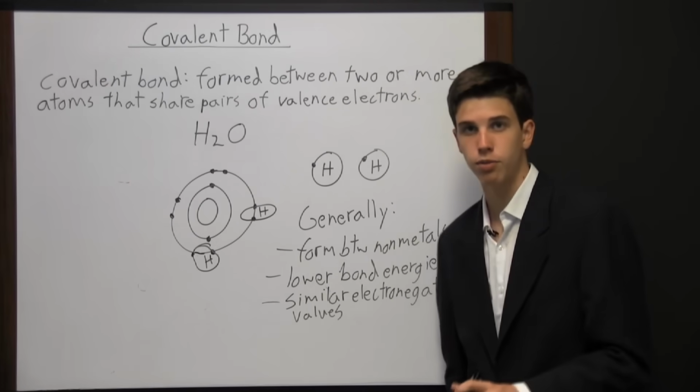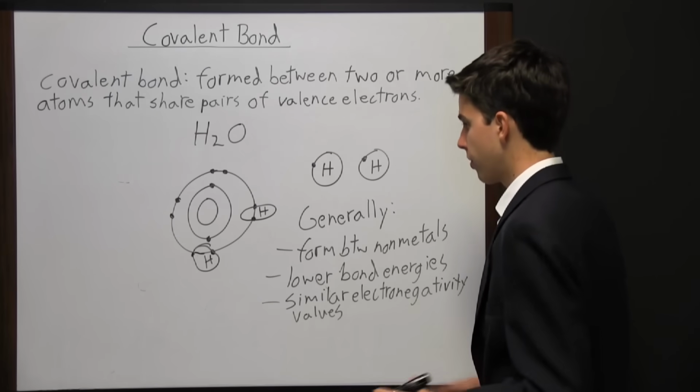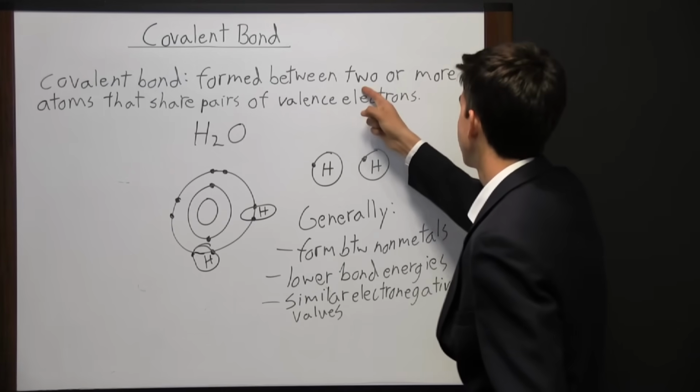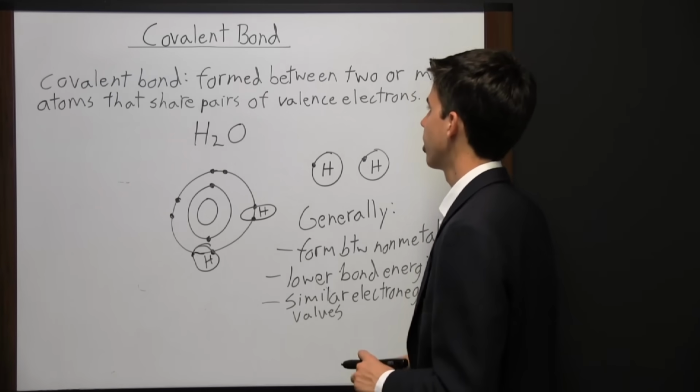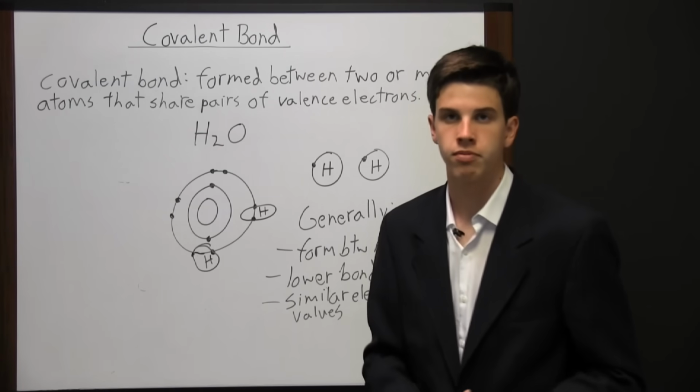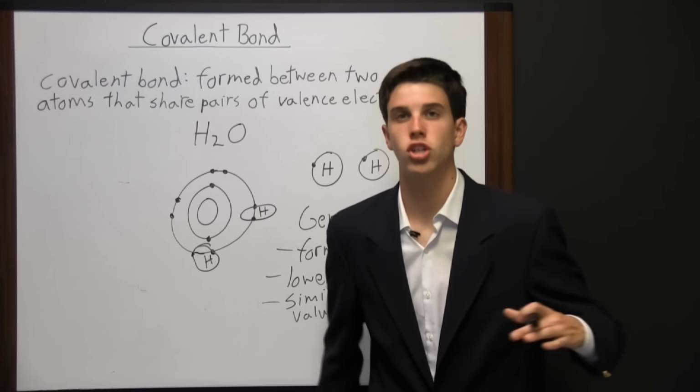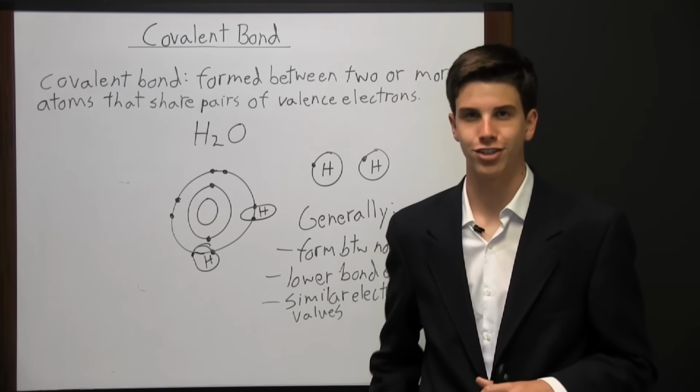If you just remember a couple of things from this session, remember that covalent bonds are formed between 2 or more atoms that share pairs of valence electrons. And a single covalent bond is just 1 pair of shared electrons.